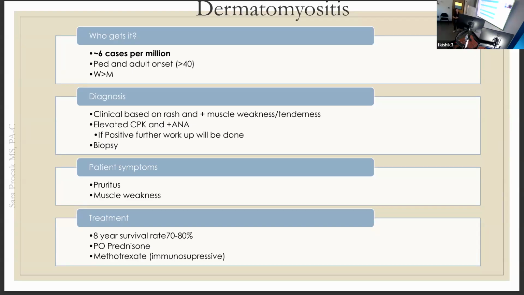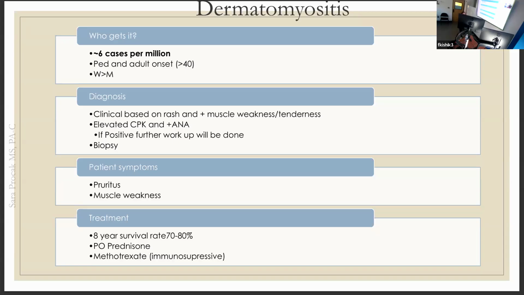When it comes to diagnosis, there isn't a specific exact test for the diagnosis, but you can do a biopsy to get a correlation between the findings and what you're seeing in the rash, like the Gottron's papules. But you're also going to want to biopsy the actual muscle, so that's not going to be happening in the derm office. You're going to send them out and refer them for that. They may have elevated CPK or ANA. There's further testing that can be done to help confirm.